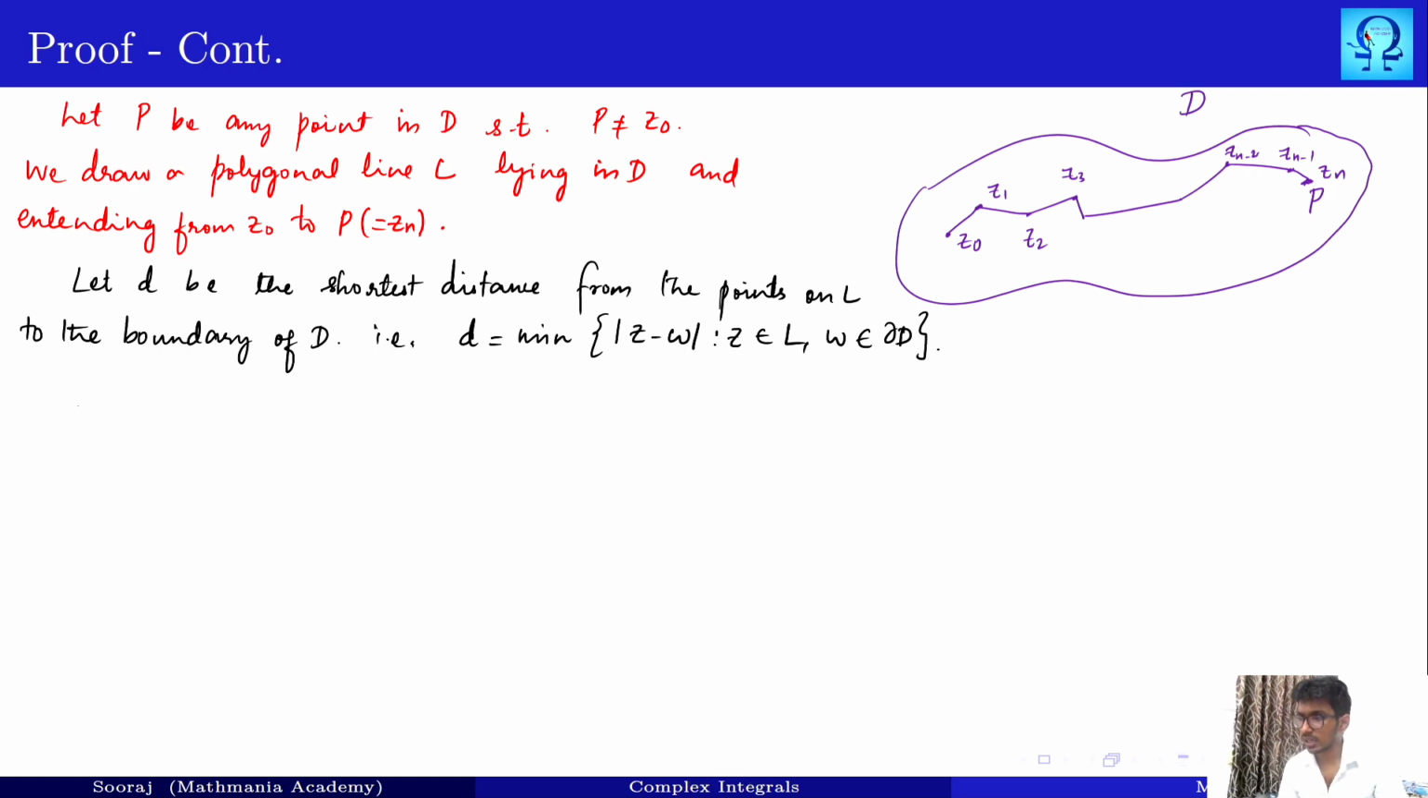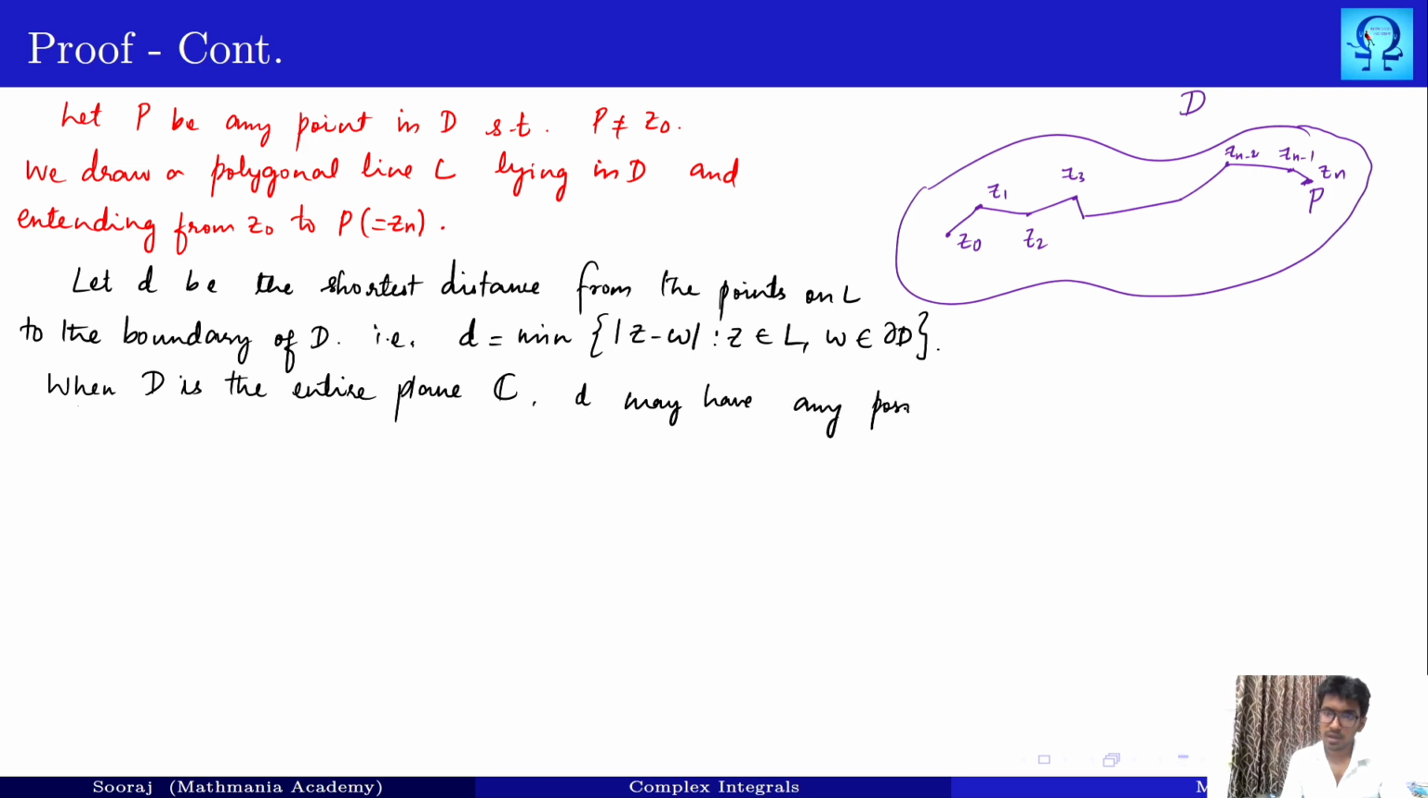When D is the entire plane, that is, if D is the entire plane. So when we talk about the entire plane, it means then your small d may have any positive value, or sometimes it is infinity even.